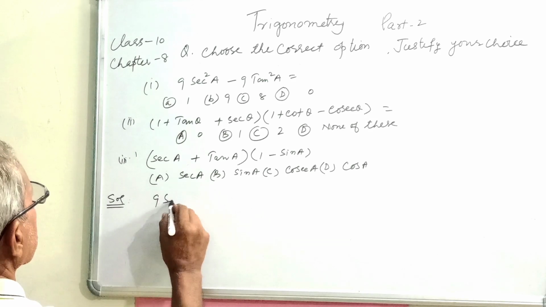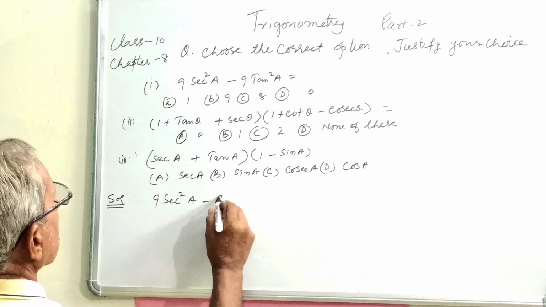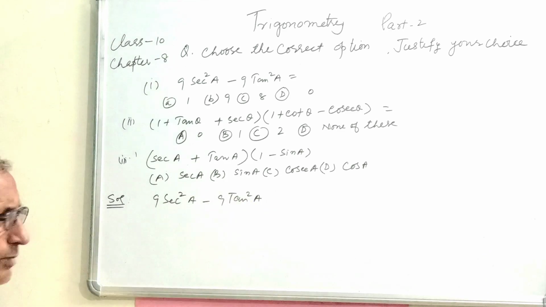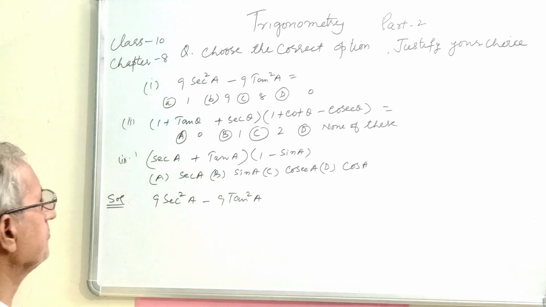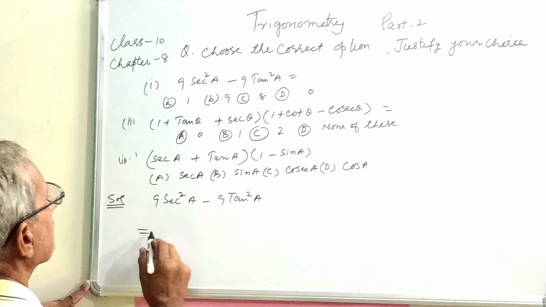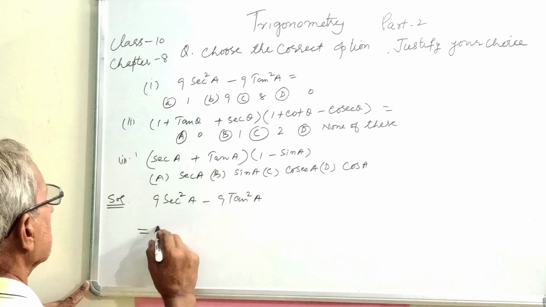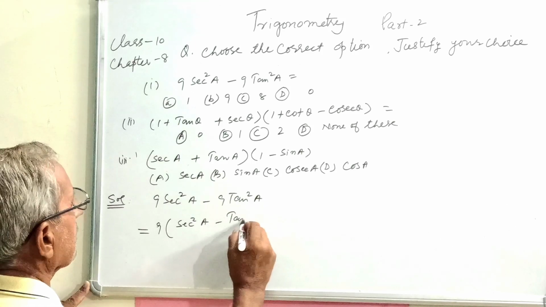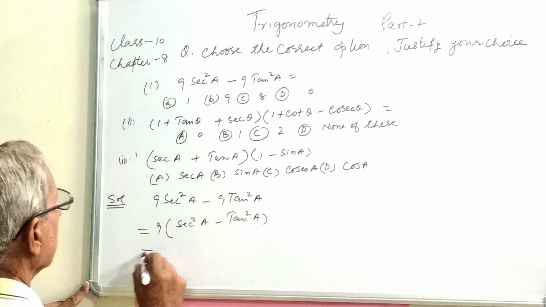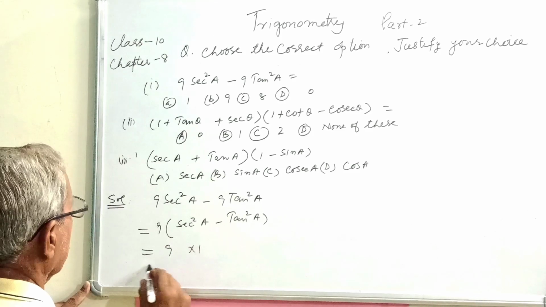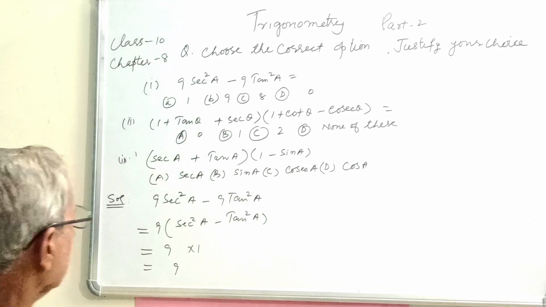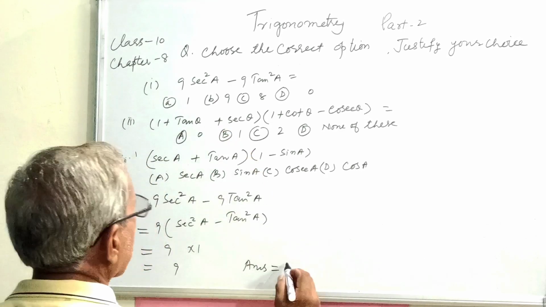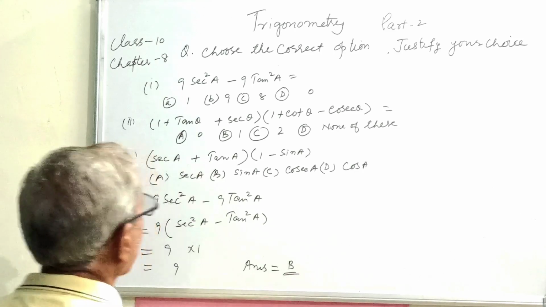9 secant square A minus 9 tangent square A. So these are the questions based on identity of the trigonometry. So take 9 common, factor is 9 into secant square A minus tangent square A. So that will be 9 into 1, that is 9. The answer option is B. So that is your option.